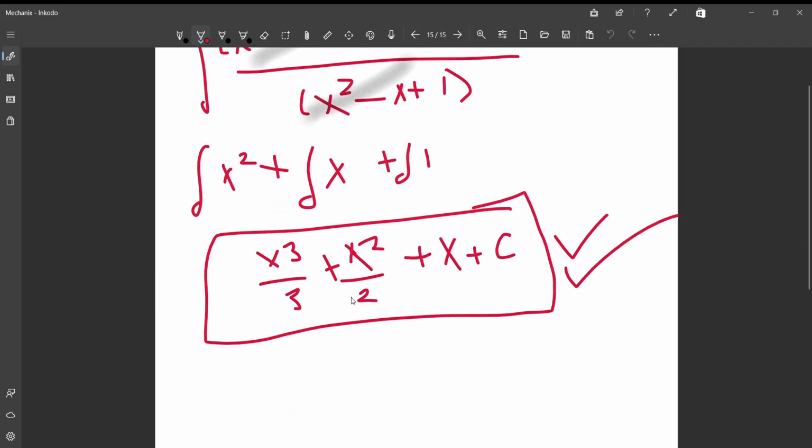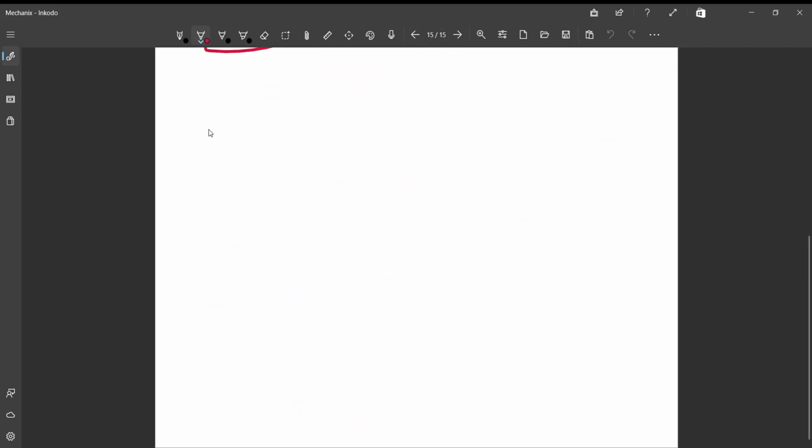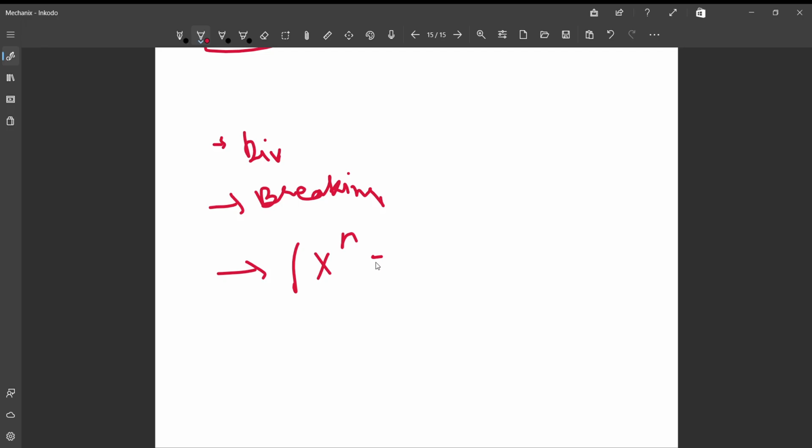In conclusion, we used three techniques here. First one is the division formula we've known for years. Second is breaking down the integral. And the third one is integrating using the formula: the integral of x power n is x power n plus 1 by n plus 1.